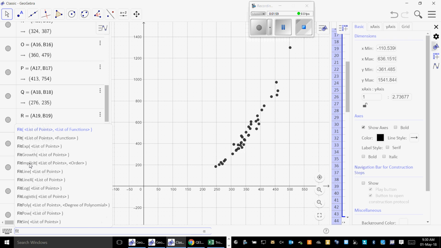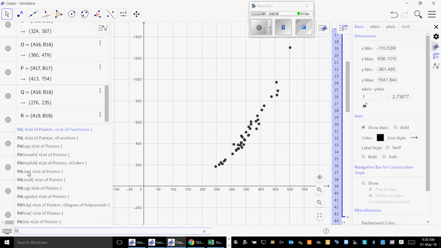When you type the word fit, it comes up with a lot of options for you. What the program's now going to do is try and fit your list of points to be one of these things. It could fit a straight line, or a log graph, or a polynomial, or a power graph, or a sine graph, or an exponential graph. Once we've typed fit, we're going to pick which one. Let's try line to start with. So we're going to try fit line.